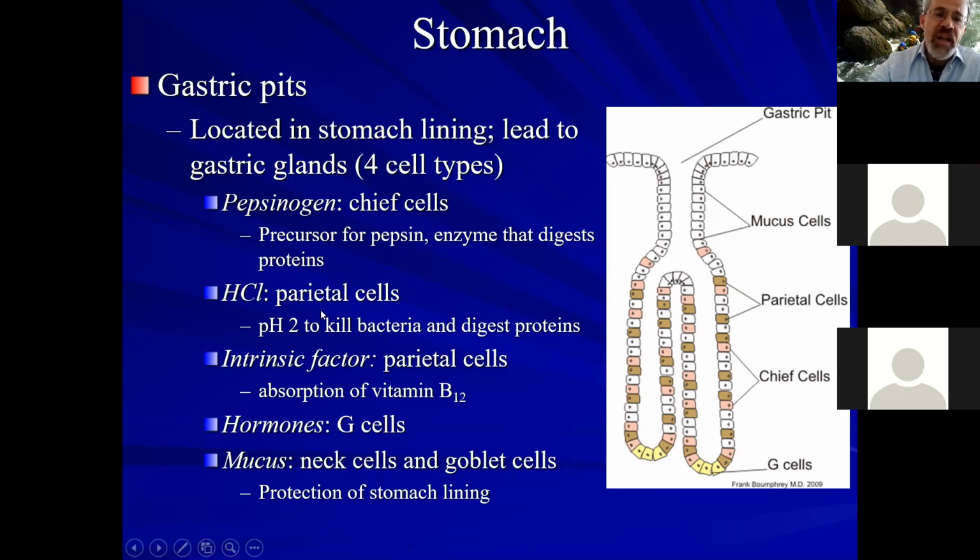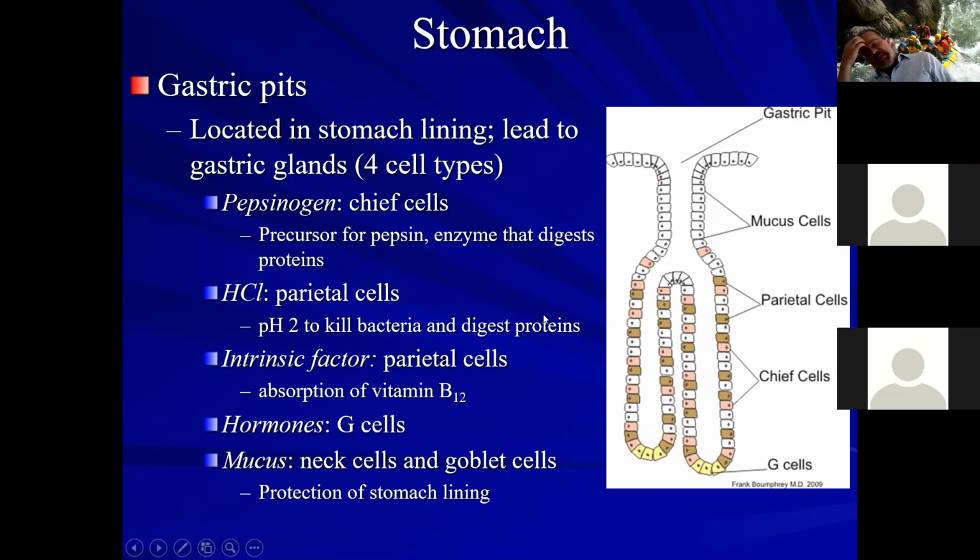The second cell is known as the parietal cell, and this produces two main substances. It produces hydrochloric acid in a very unique way that we'll talk about, which helps to maintain a pH of 2, which can kill many bacteria, and also provides the optimal environment for pepsin to work.